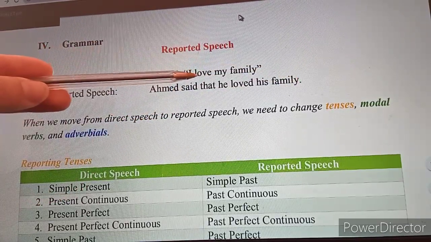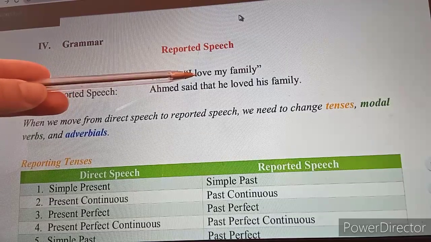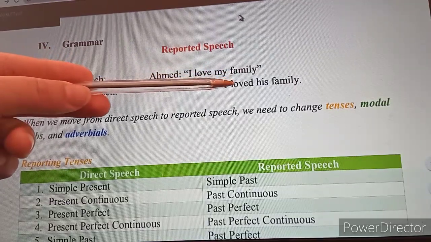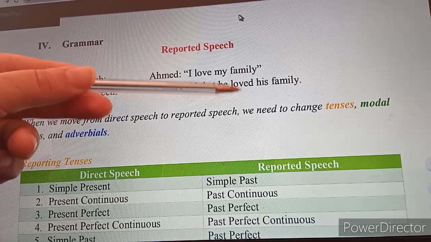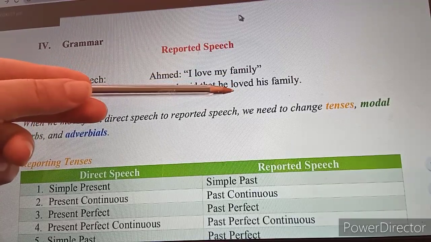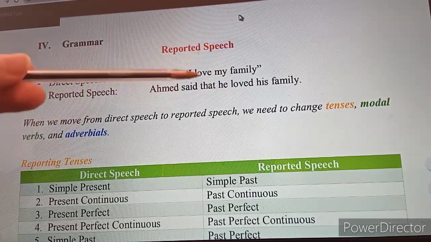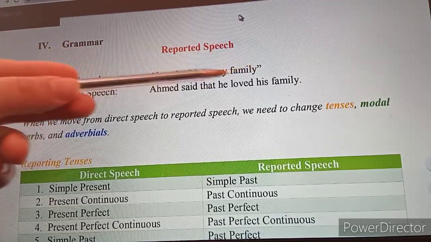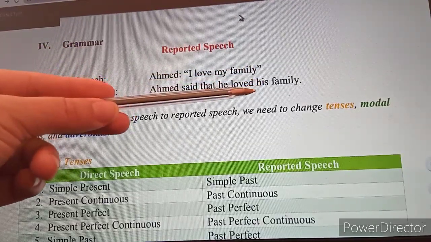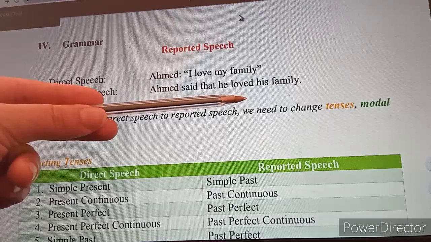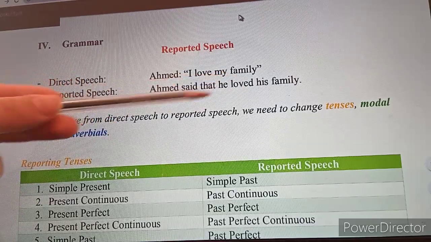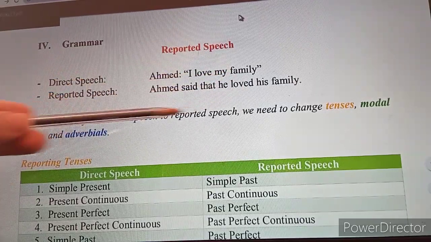Look here, we have the present simple, and here we have the simple past. So these are the changes that happen to this sentence, the changes according to the tense. Also we have "my" here and "his" here. Clear?